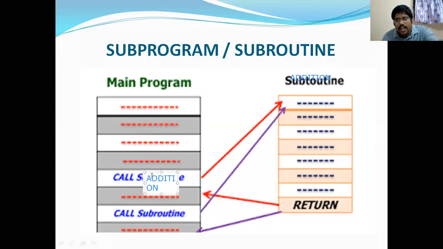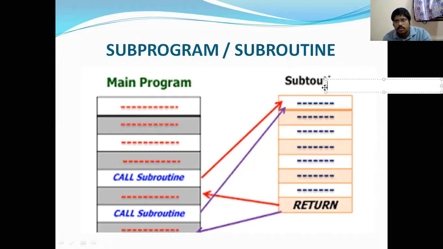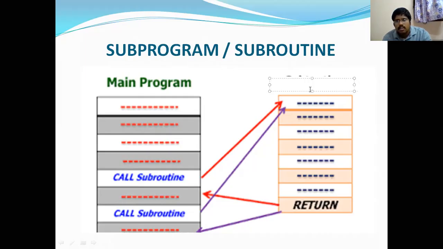Whenever I use this instruction, what is going to happen? See what I have written: CALL ADDITION. Let me make this more visual. For example, this is ADDITION, one subprogram. This is not written in the main program; it is written separately from the main program. Next, this is my main program, and here I want to perform some addition operation.